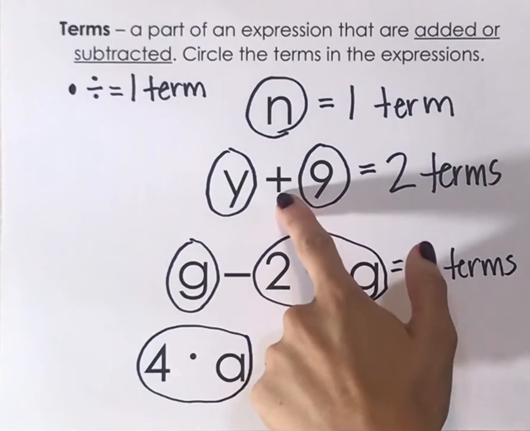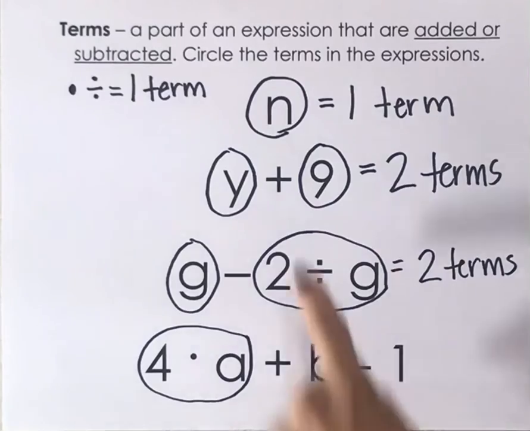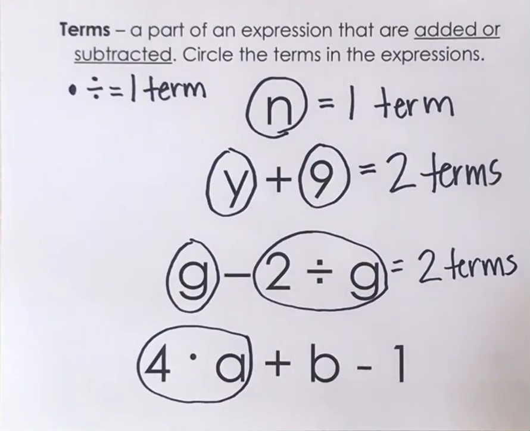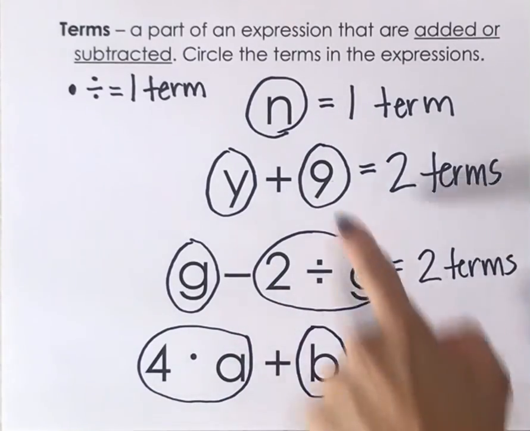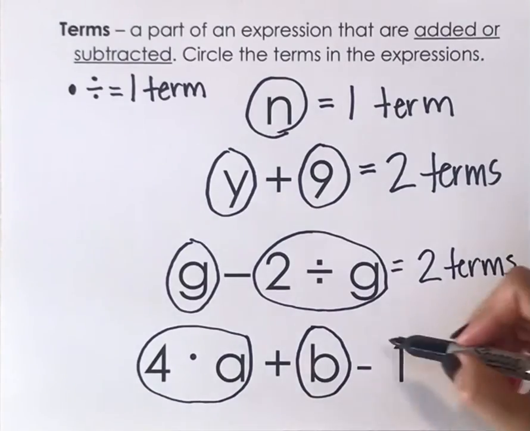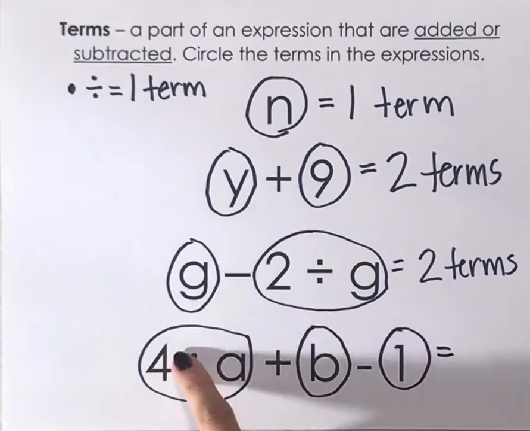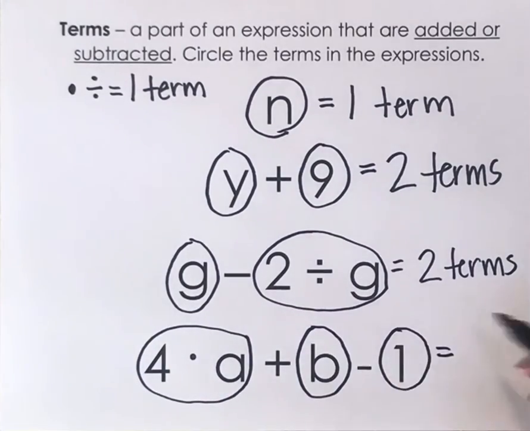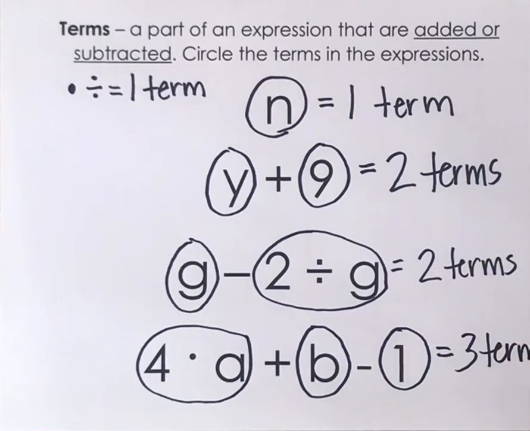Adding, we don't circle any addition, so we're going to leave that alone. A letter, remember, a letter we circle. Subtraction, we don't circle the subtraction, and then we have a number. So this number also gets circled. So for this problem, I have 1, 2, 3 terms. And that's how you find your terms, or circle your terms, in expressions.